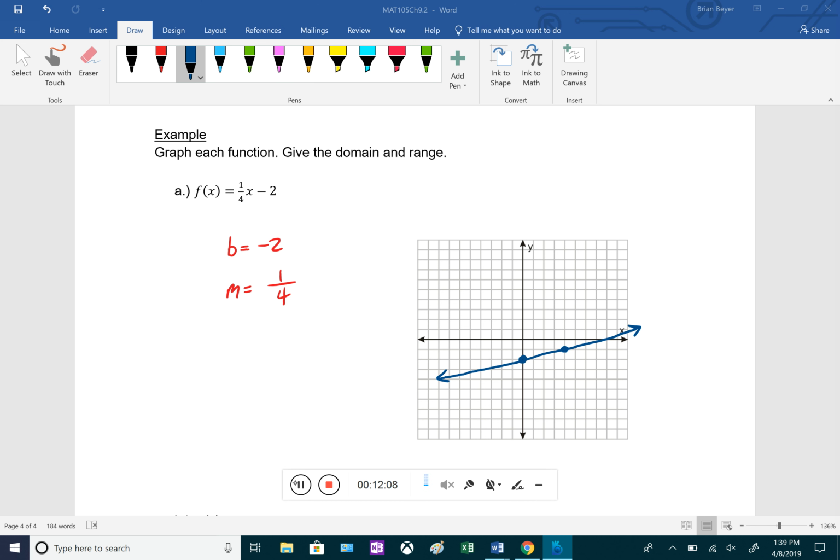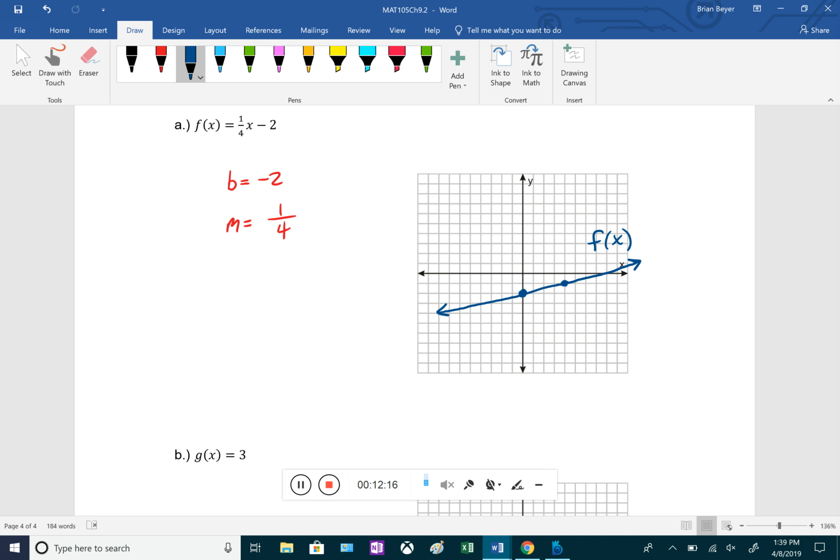So we can label this just by writing f of x. We don't have to write the whole thing because it has a function name. So this question also wants the domain and range. Since this is a linear function, both of these domains and ranges are going to be negative infinity to infinity. We can also tell from the graph that these would be the domain and range.